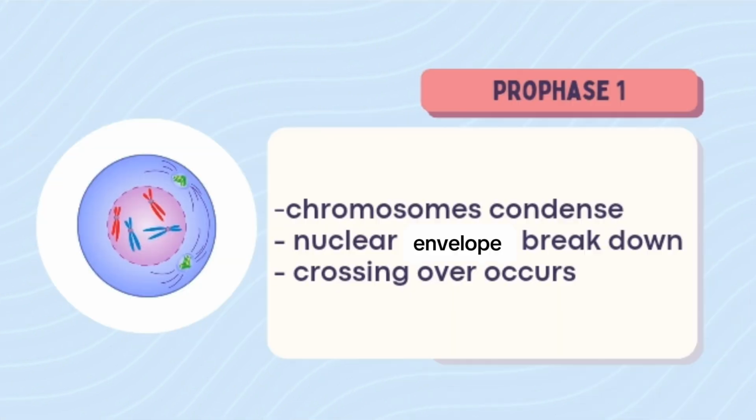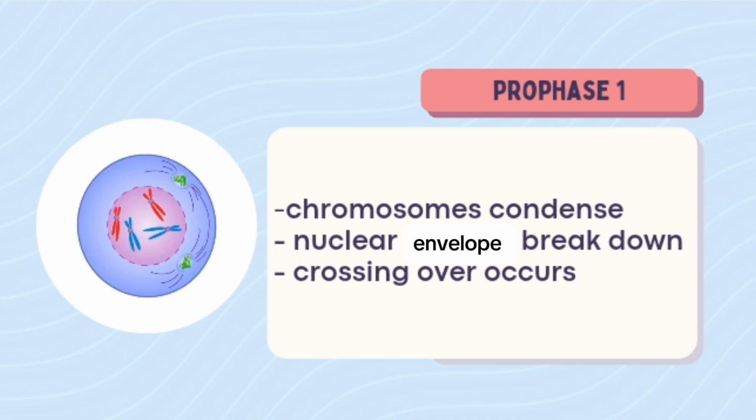First is prophase 1. Prophase 1 is the first stage of meiosis and is the longest phase of the process. Homologous chromosomes from each parent pair up, exchange genetic information and form crossovers. These crossovers are visible as chiasmata.